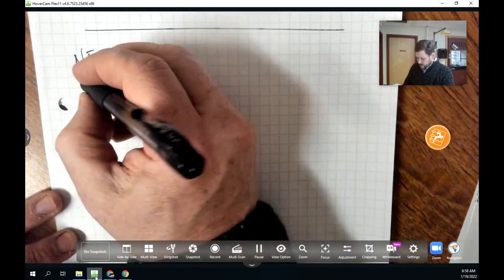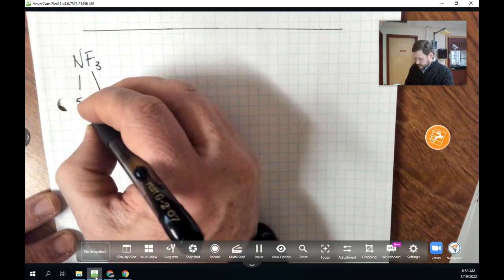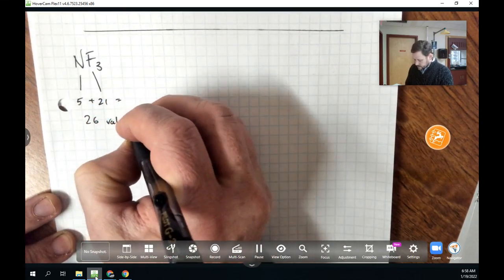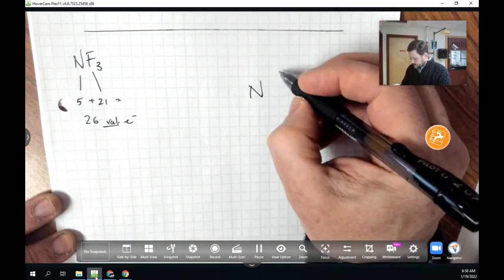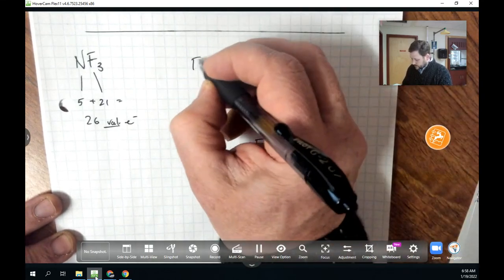Step number 1 is to add up the total number of valence electrons. Nitrogen has 5, fluorine has 7, so that's going to be a total of 26. Remember, it's just valence electrons that we're counting. Nitrogen is going to be the central atom because it's the least electronegative, and the other 3 atoms are going to be arranged radially around the central atom.